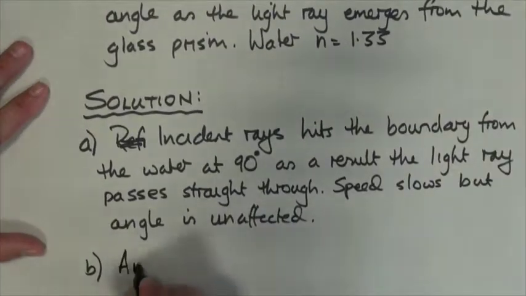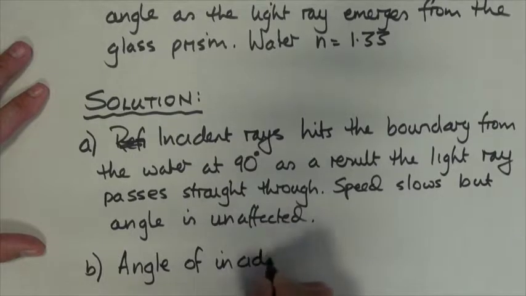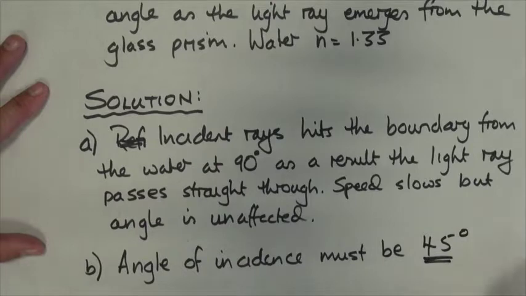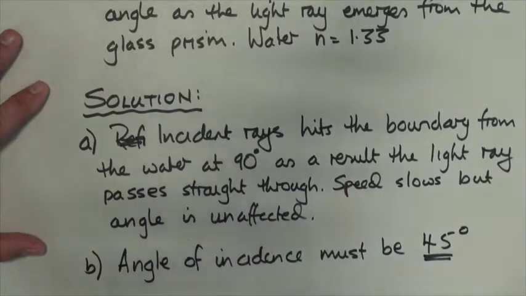So as a result, that means that the incident ray is going to be hitting the far side of the prism at an angle of 45 degrees to the normal. Okay, so we now know the incident ray, which is going to be helpful to solution C.